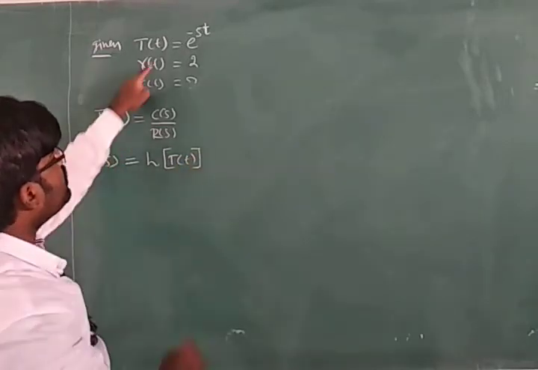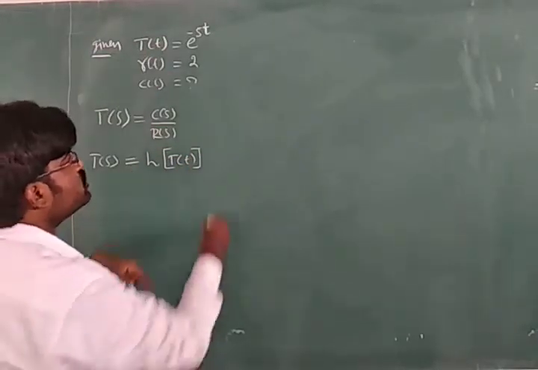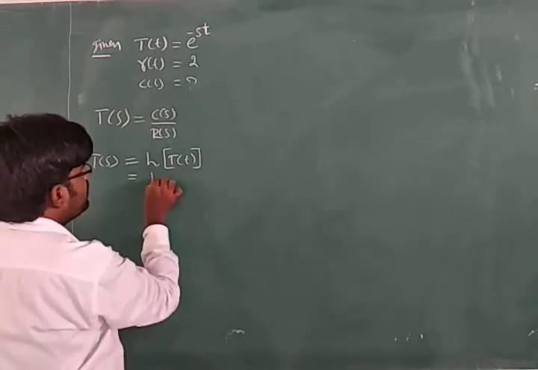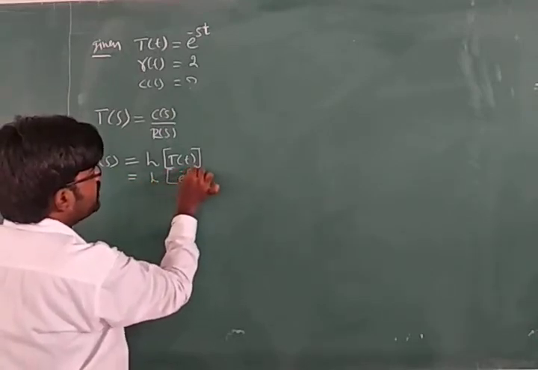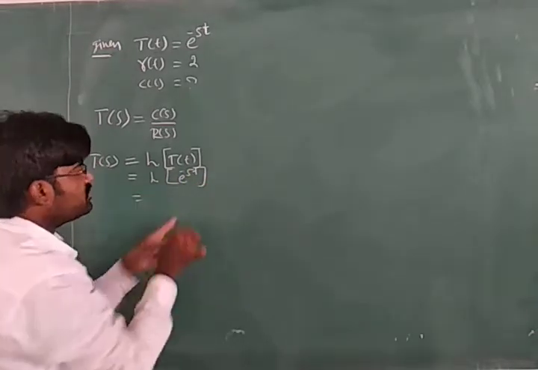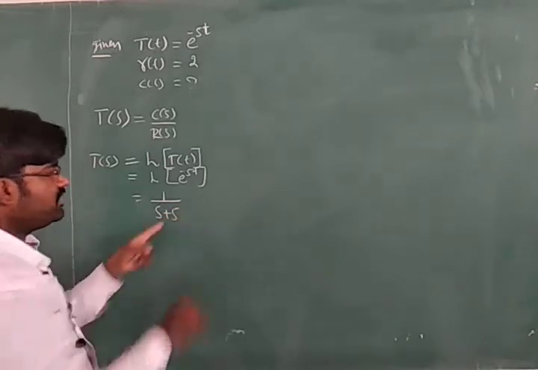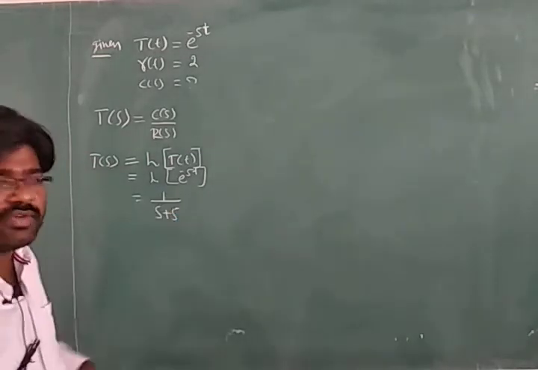Okay. So here what is the value of t of t? E raised to minus 5t. So this will be the Laplace transformation of e raised to minus 5t, and you know the Laplace transform of e raised to minus 5t is how much? 1 divided by s plus 5. This is the Laplace transformation of e raised to minus 5t.